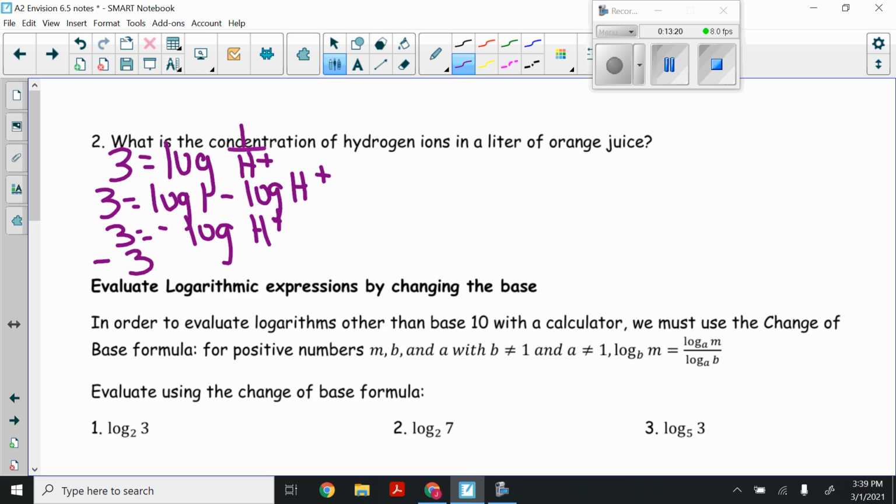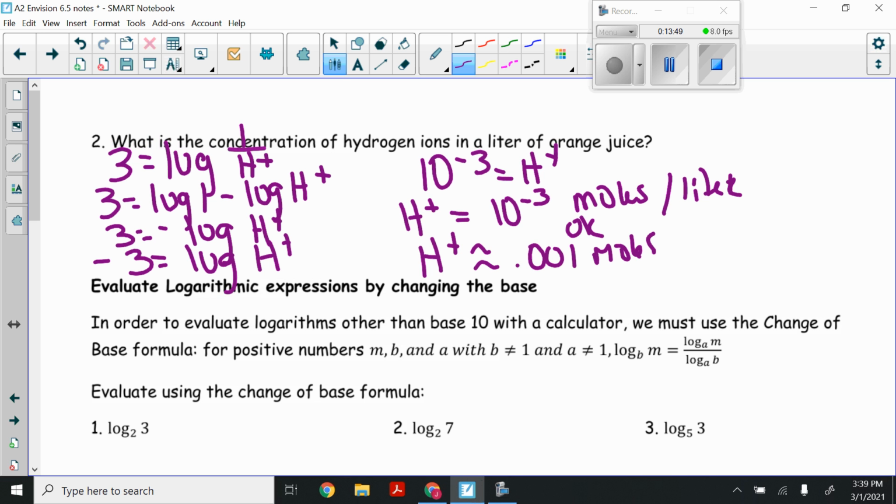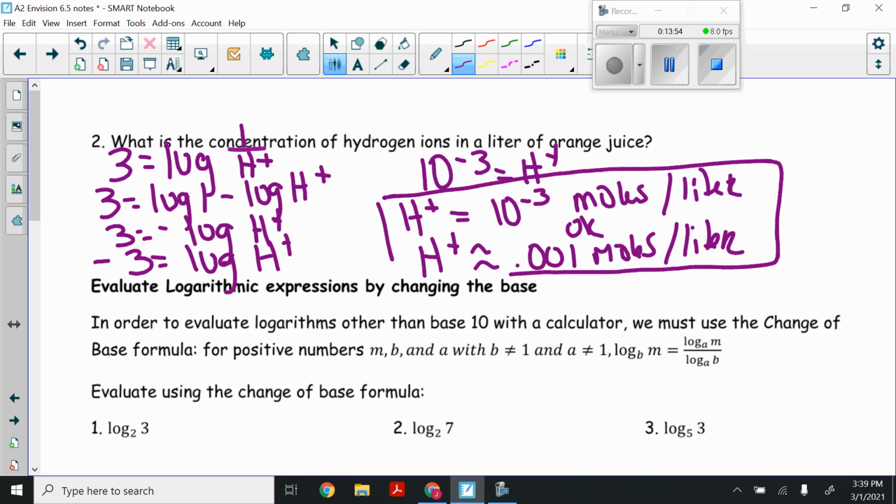Divide by negative 1, so I get negative 3 equals the log of my hydrogen ions. Change to an exponential, so I get 10 to the negative 3 equals my hydrogen ions. So I can say the concentration is 10 to the negative 3 power moles per liter. Or I can say that concentration is approximately, if I put that in my calculator, 0.001 moles per liter. So that's how we can use these properties in the real world.